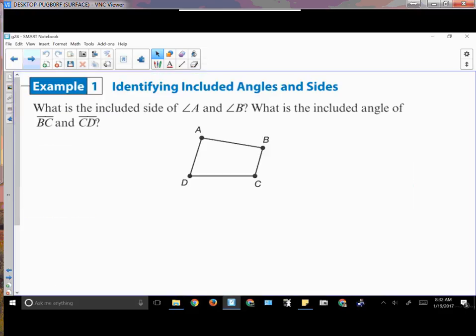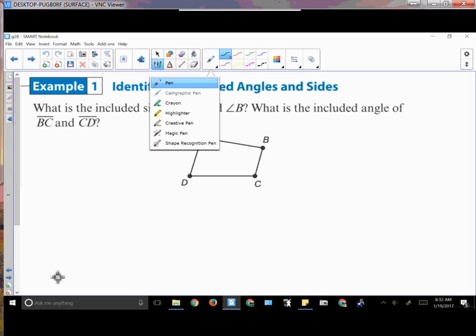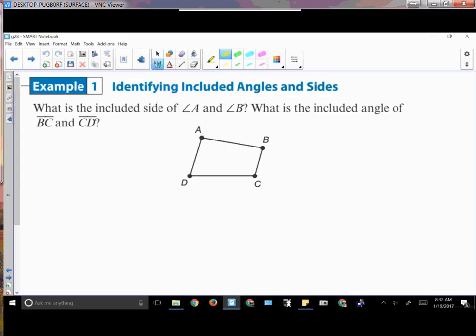Now when we identify the included angle, let's take a look at this here. If I am looking at, say, side BC, and I am taking a look at side CD, what is the included angle for that? Well, that would simply be angle C, because that is the angle that is formed by those two sides.